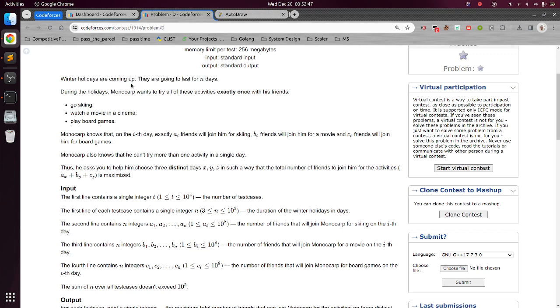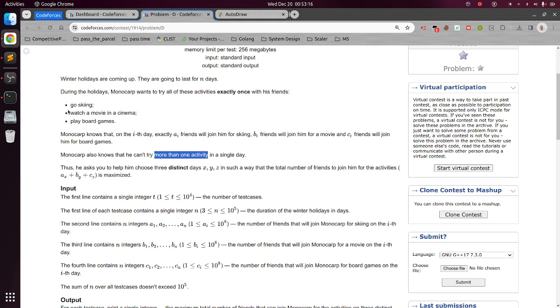There are holidays and you have n days, and you have to do exactly one of these activities with your friends, like going skiing, watching a movie, or playing board games, and you have some number of friends available on that particular day for that particular activity. So you have to choose days where you can do no more than one activity. Basically you have to do that activity.